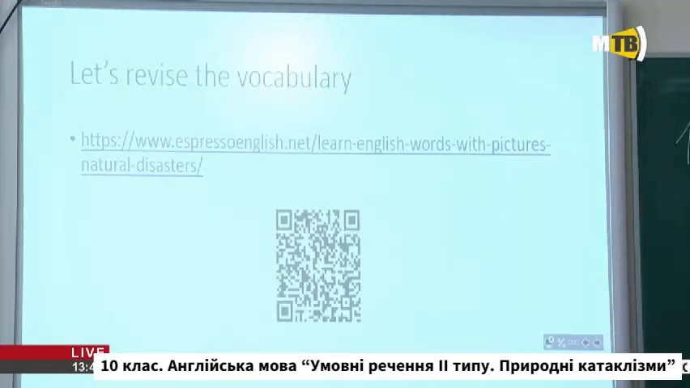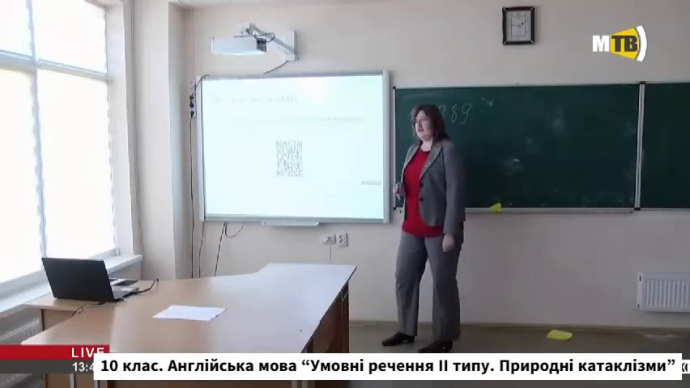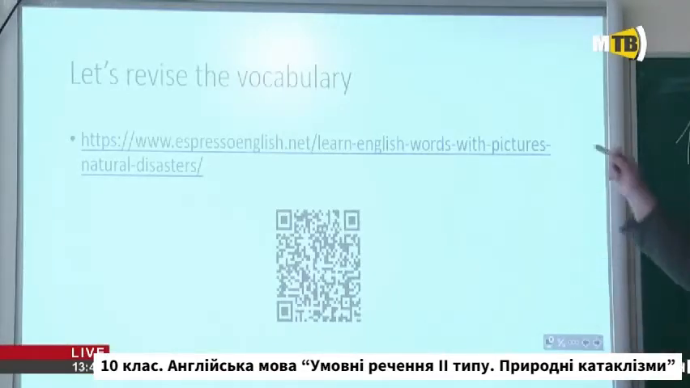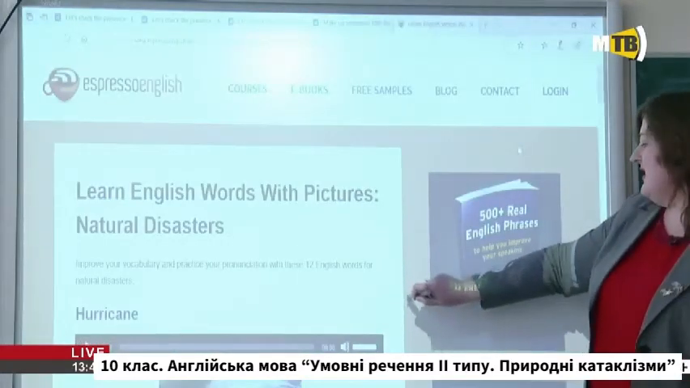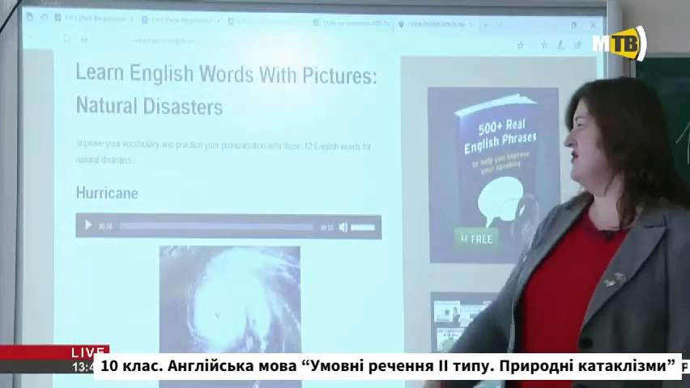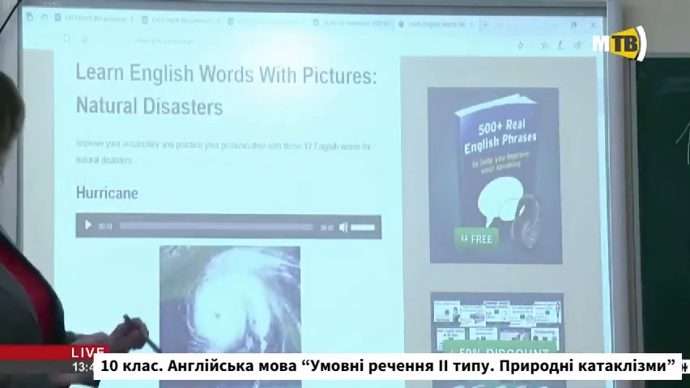So let's revise the vocabulary. I'm sure that right now you're on the topic of natural disasters, and I found a really cool website that I would like you to go to and practice together with me. If you can scan the QR code, you can go directly to this website, and I'll do it like that. This is the website I'm recommending. Let's give it a go. You can see the word, you can see the picture, and we can practice some vocabulary here.